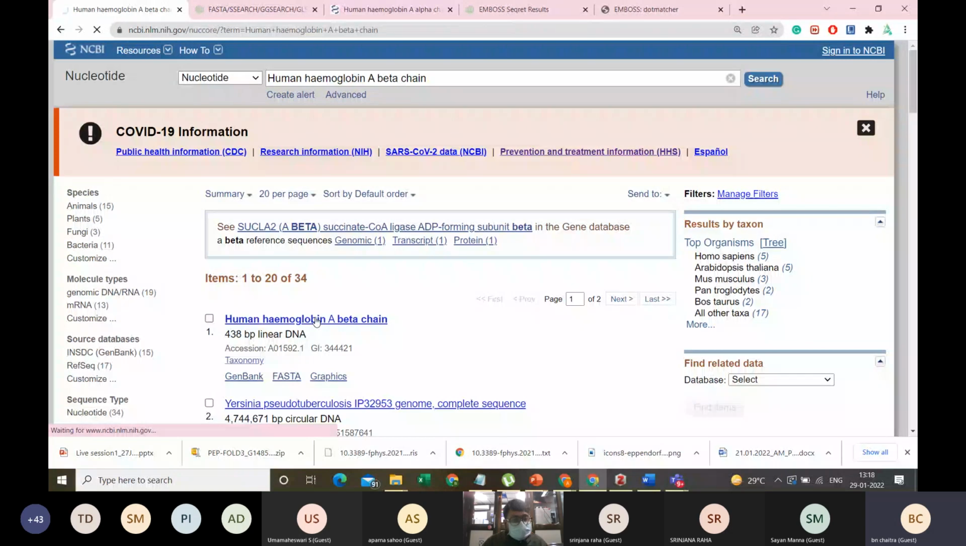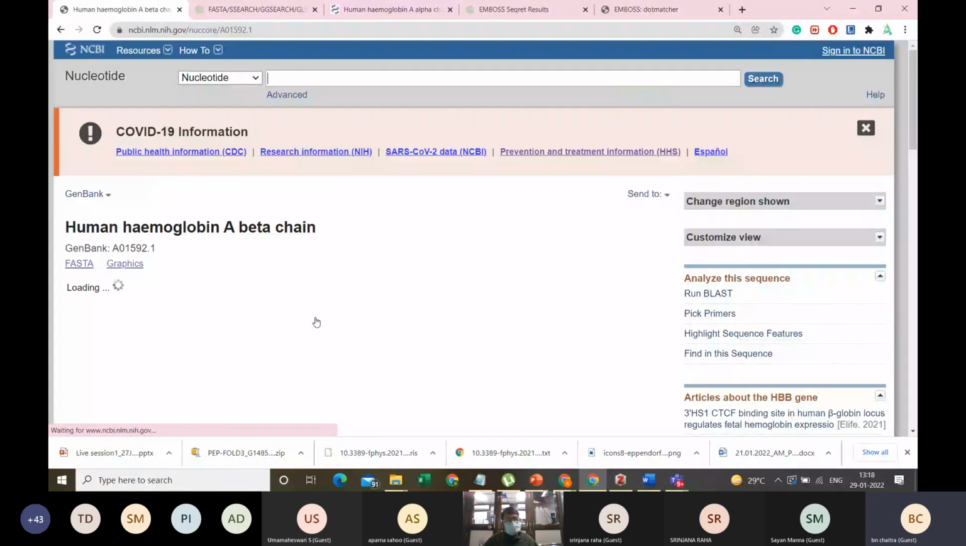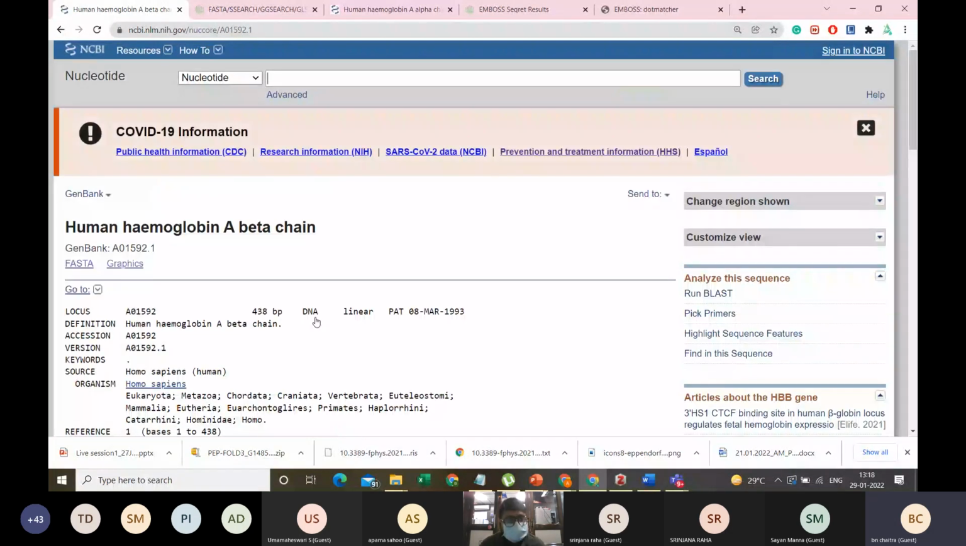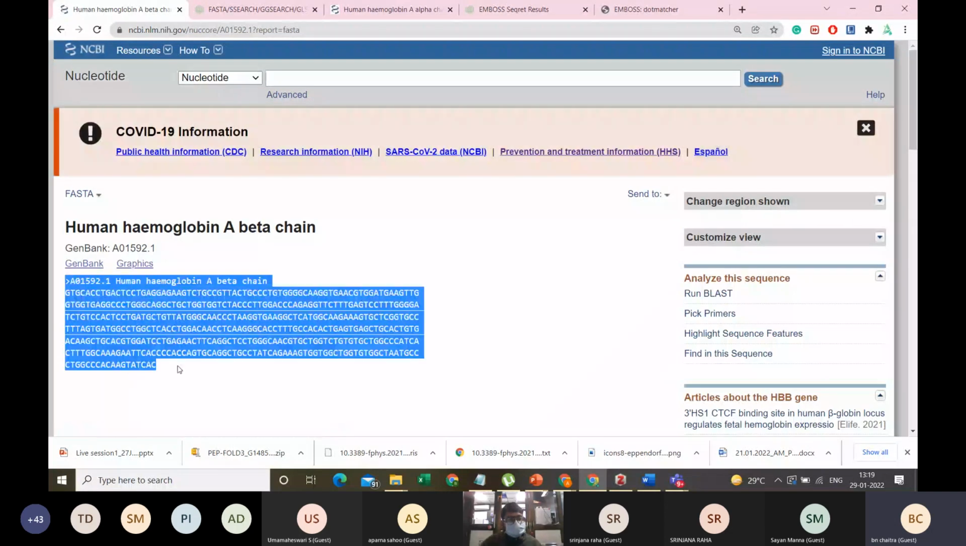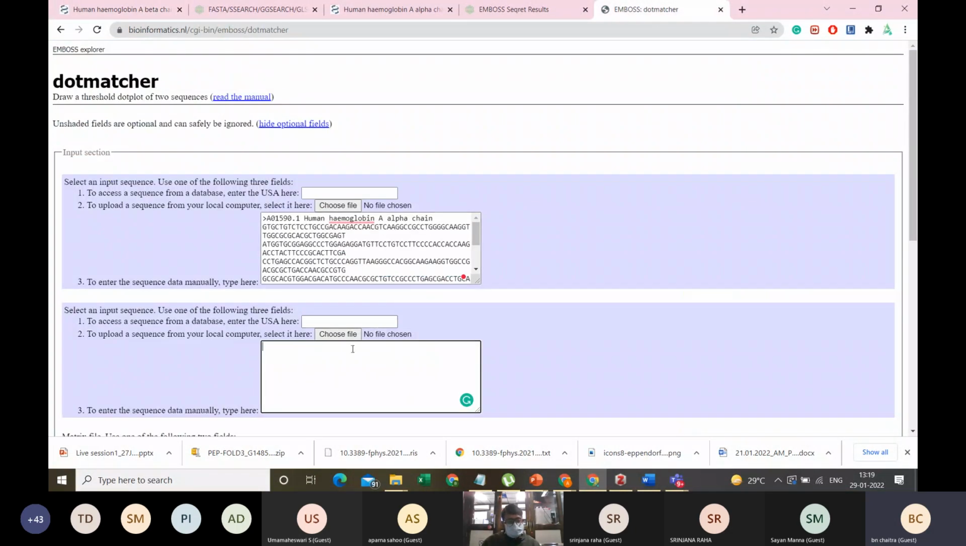So just made it a beta chain. You can see how we can search it by name also, and how fast it is, pretty fast with so many sequences. So just checking the beta chain. Just remember that we are taking it in a faster format. I think you all can now realize which format it is.